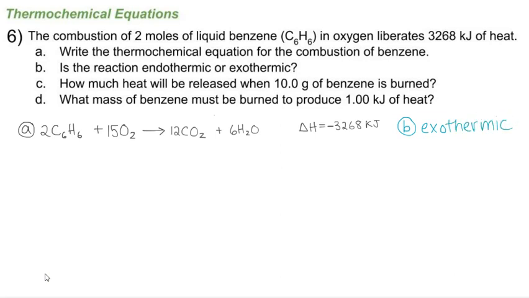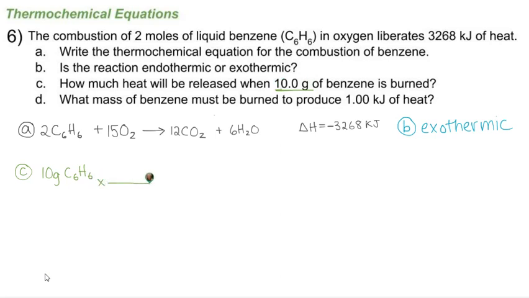Part C says how much heat will be released when 10 grams of benzene is burned. So we're going to have to do some stoichiometry here. So we start with 10 grams of C6H6. And I did not show sig figs correctly here, so we'll need to go back up and look at the given value in the end and round to 3 sig figs.